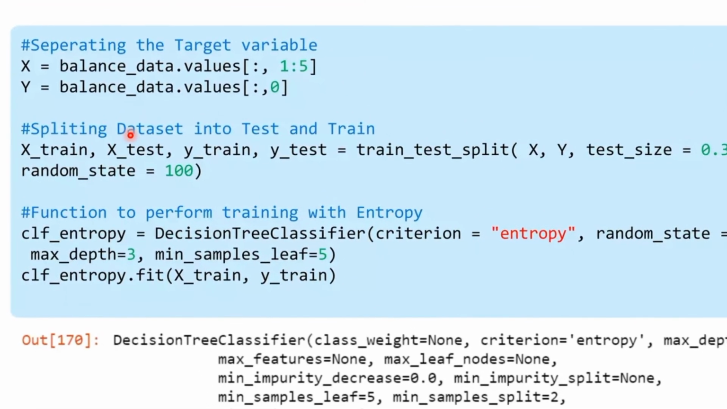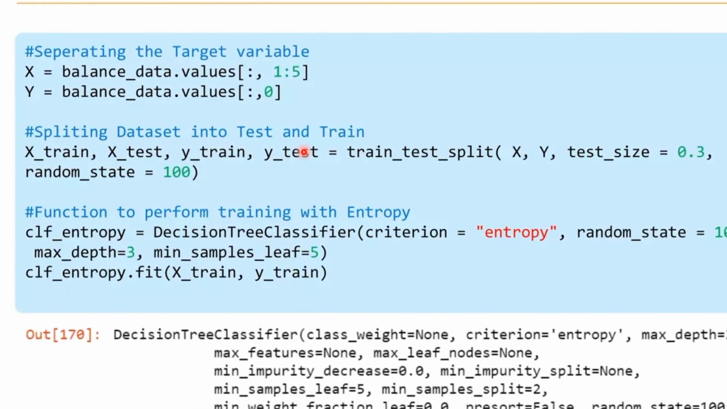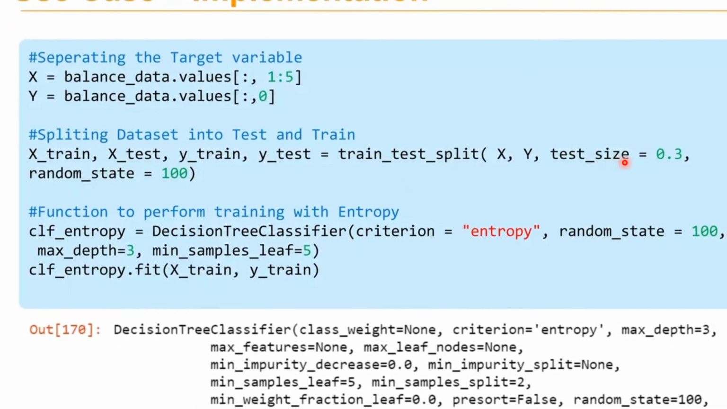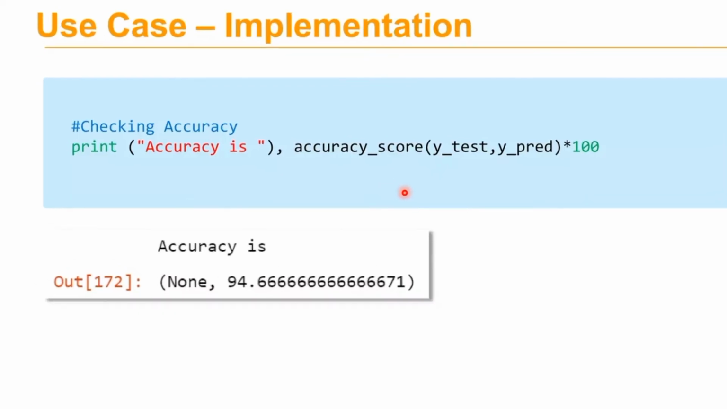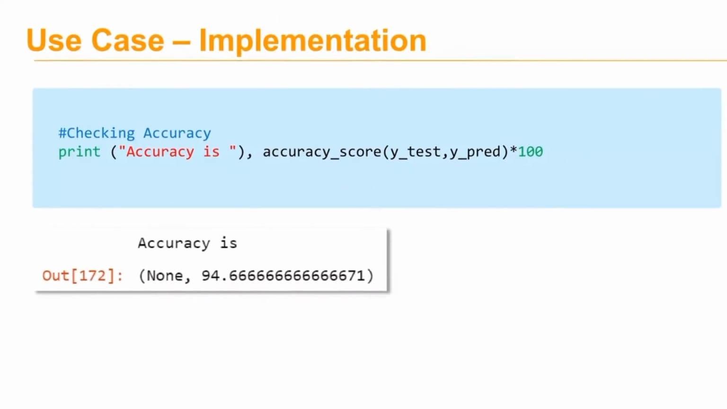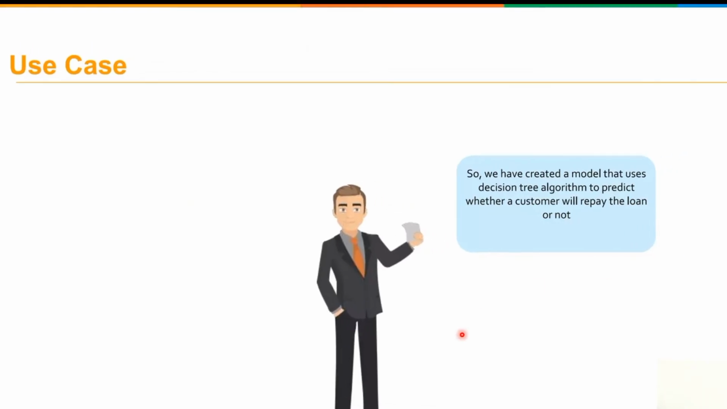Then we split the whole dataset into testing and training. Here the test size is 0.3 and the random state value is 100. Now we have to perform training with the entropy. Now we have to implement the function to make the predictions. Finally, the accuracy is obtained as 94.6. Now we have obtained the model that we required. We can now identify the customers who are paying the bank loan properly and who are not paying.